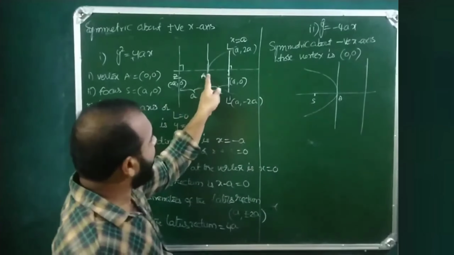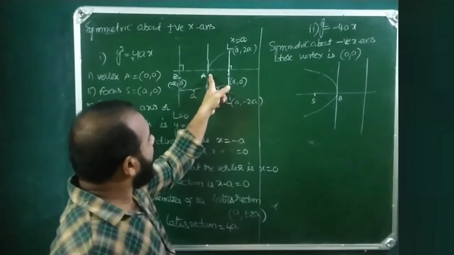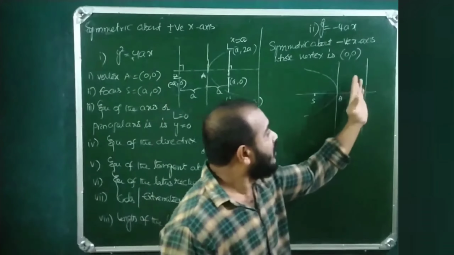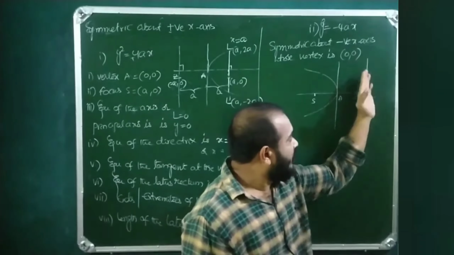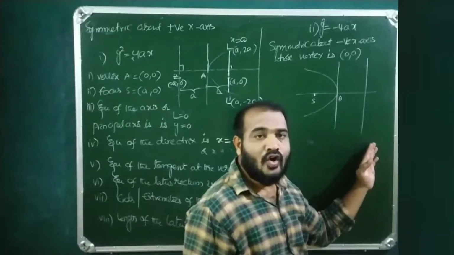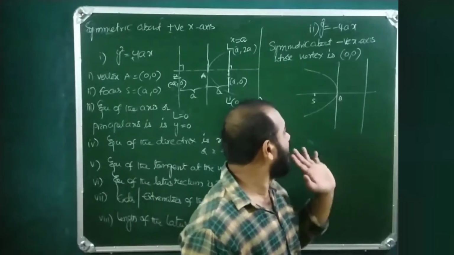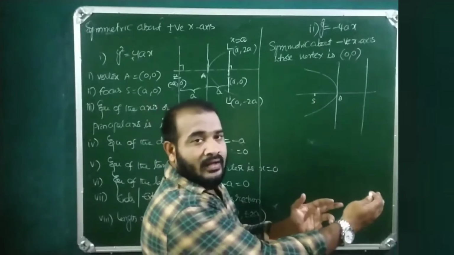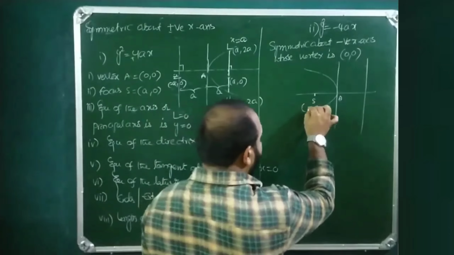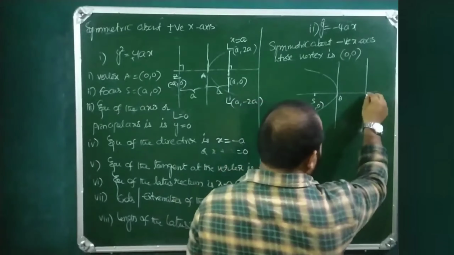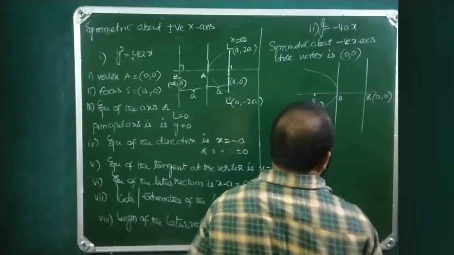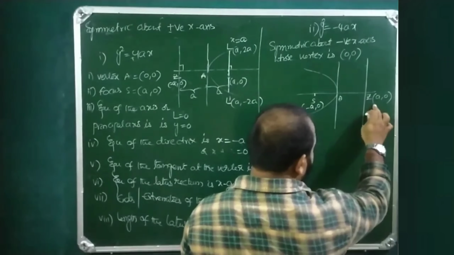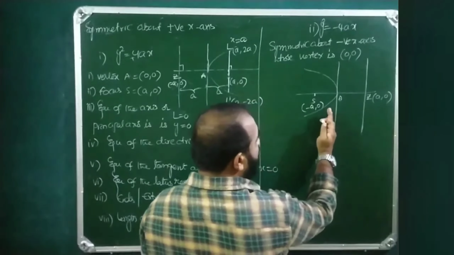Earlier, the directrix was lying on the left side of the y-axis. Now, this directrix is on the right side of the y-axis. So this is a comma 0. Since this is the point lying on the negative x-axis, this would be minus a comma 0, and this is Z, a comma 0, and this is the line called the directrix, and this directrix is perpendicular to the x-axis.